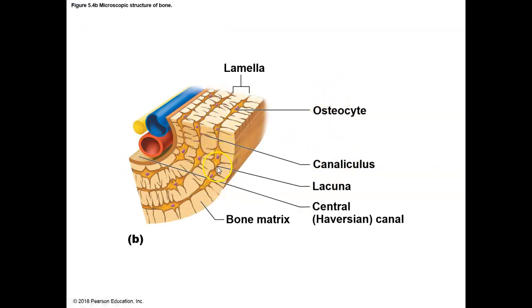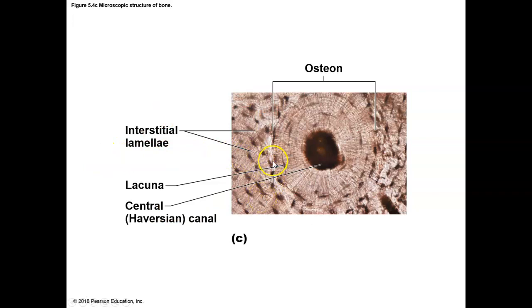Here you can see the little tiny bone cells in those lacuna, and look close, you can see tiny little canals radiating from one bone cell to the next that allow them to talk with each other. Here is an osteon, and you can see that lacuna. A lot of times when we look at bone, it reminds us of what a tree looks like when it's cut down, because you see multiple rings.